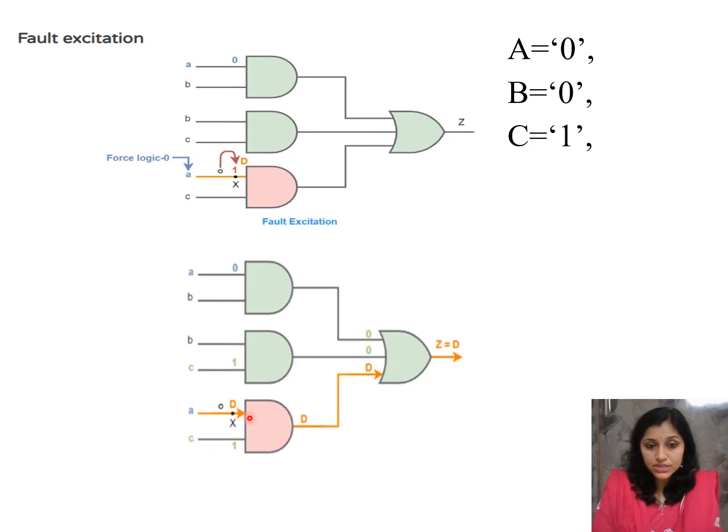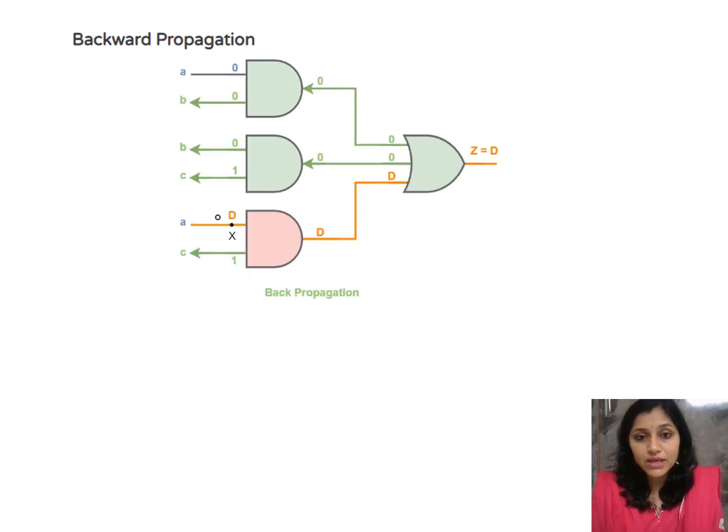See here, this D will come here, and because this is 1, if D is 0, output is 0. If it is 1, output is 1, and the same value will go here. So in case of path sensitization, again there are two types: forward path sensitization and backward path sensitization. Now let's see backward path sensitization. So this is backward propagation.